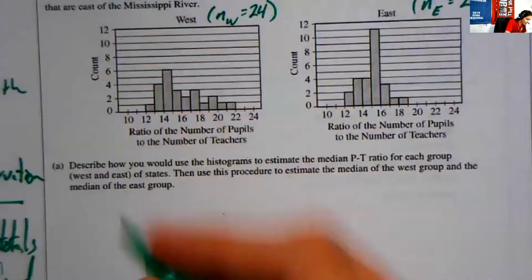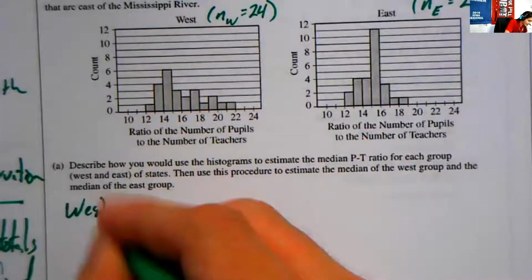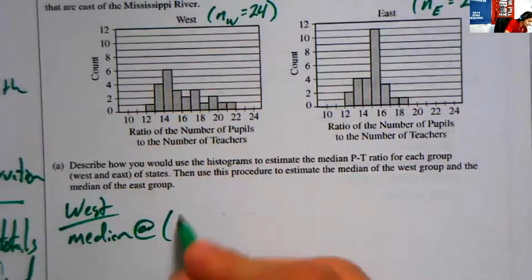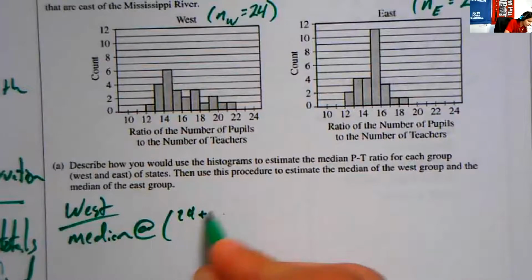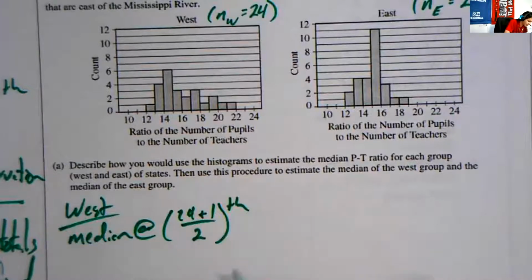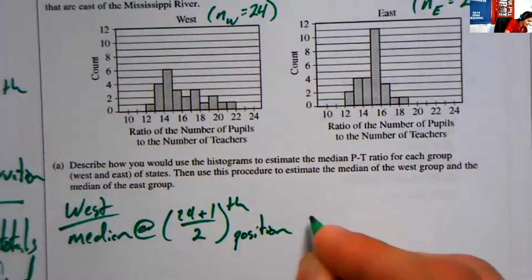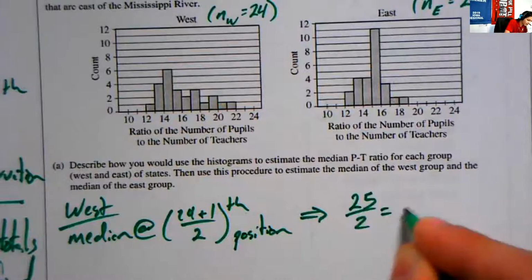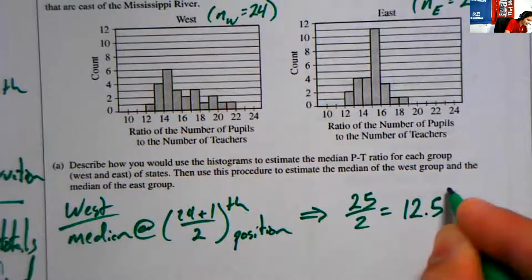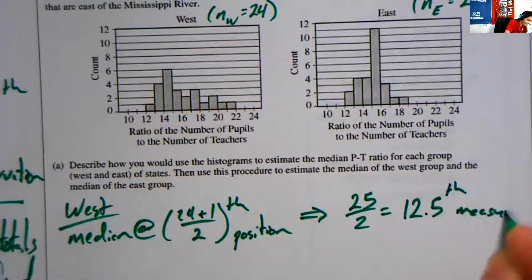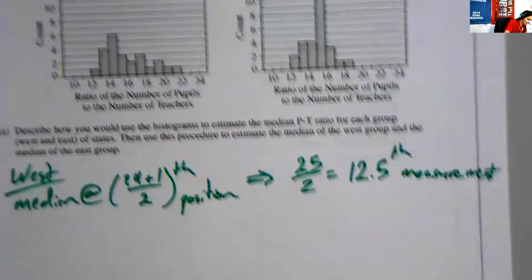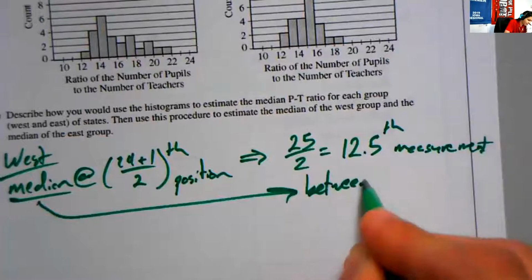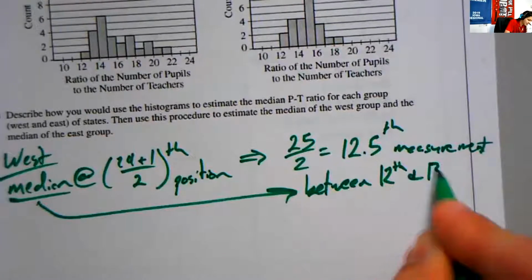So over here for the west, the median will be at the 24 plus 1 over 2 position. So that is 25 over 2 equals 12.5 measurement. So we're looking for the median will be between the 12th and the 13th largest.